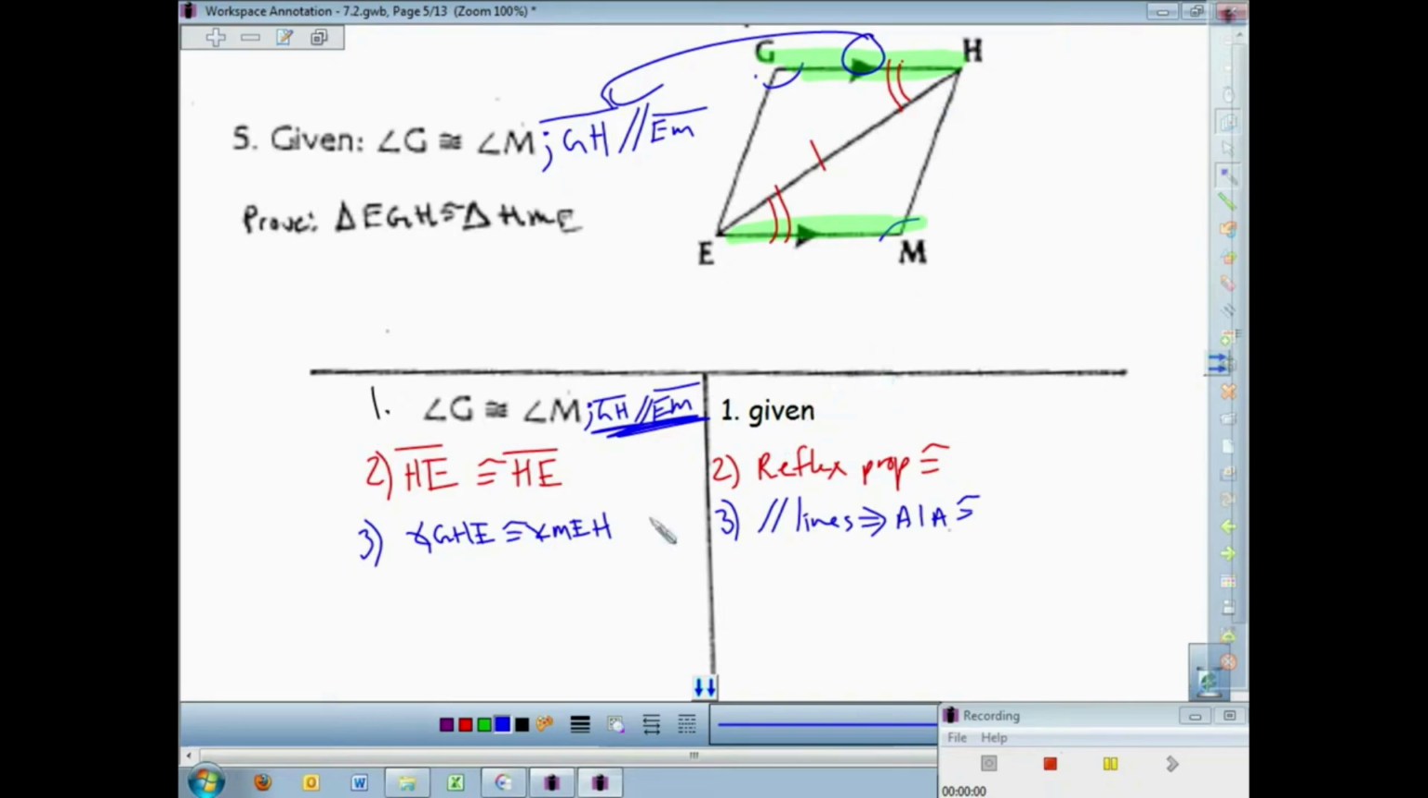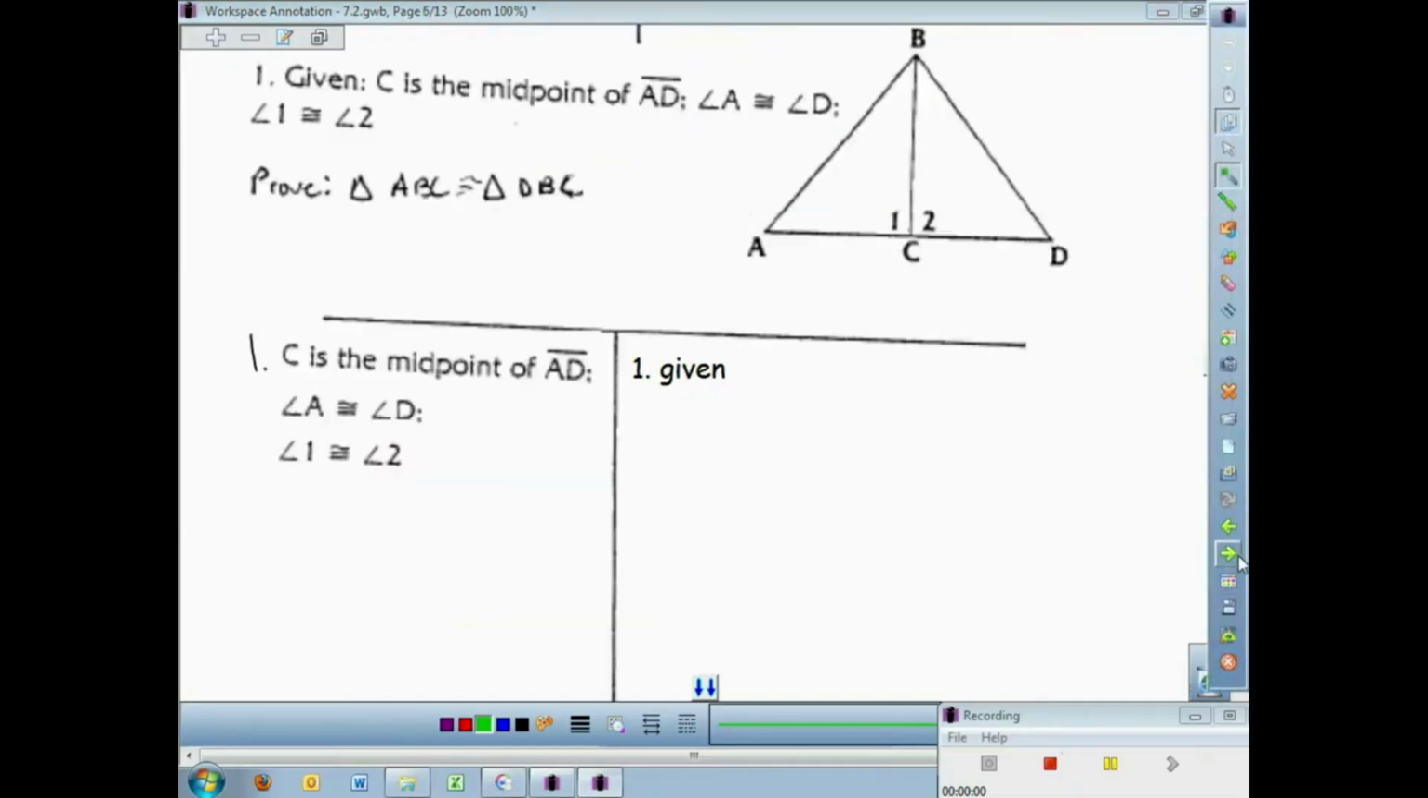I want to prove those two triangles congruent. Well, now I check, do I have enough information? I got an angle, then another angle, then a side: angle, angle, side, and the arc marks go in the correct order. So, bingo, triangle EGH is congruent to triangle HME by angle, angle, side congruence theorem, my friends.